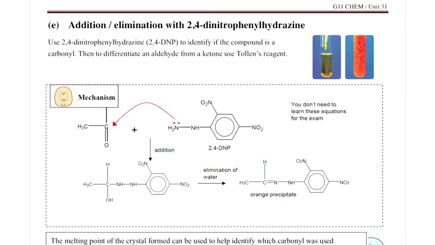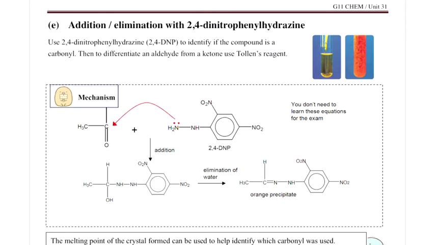Let's move on to part E, addition-elimination with 2,4-dinitrophenylhydrazine. This is one of the compounds that has the longest name that you need to remember. Okay, and also you should recognize a short form is 2,4-DNP, but you should also be able to write the full name. Make sure you can spell it correctly, 2,4-dinitrophenylhydrazine.